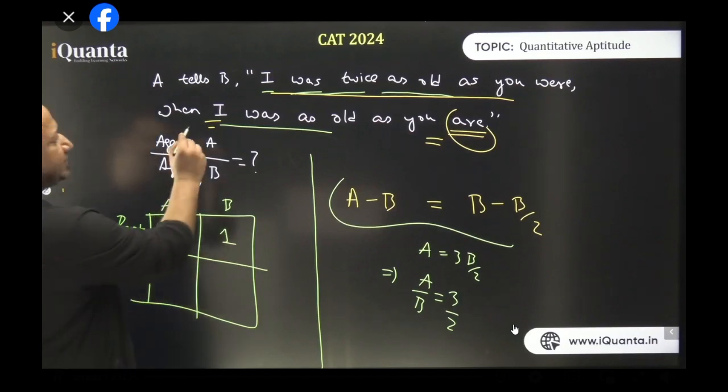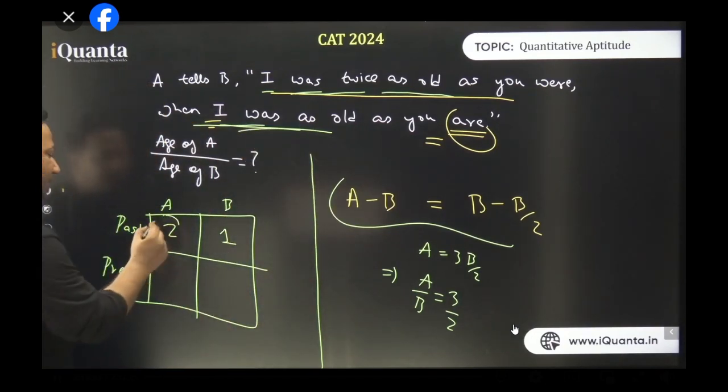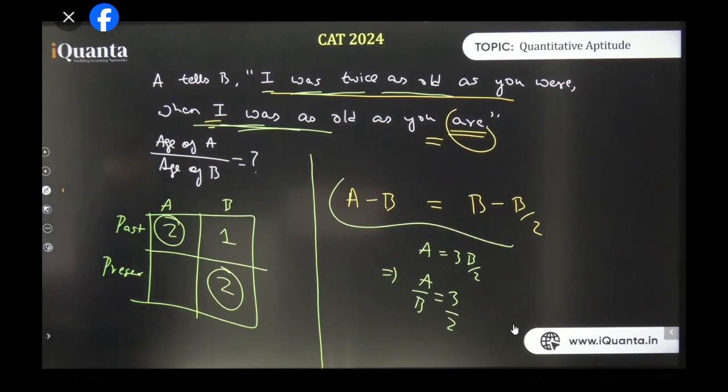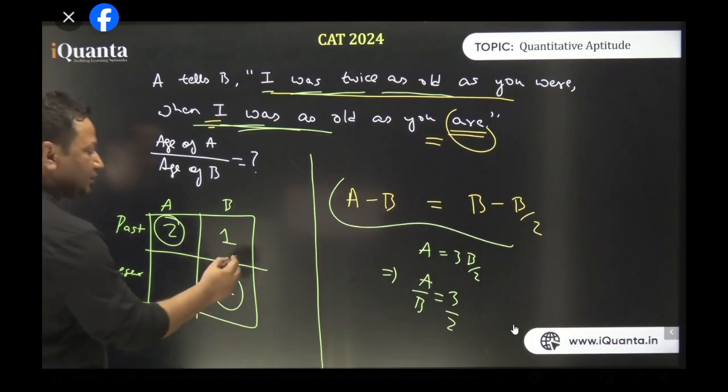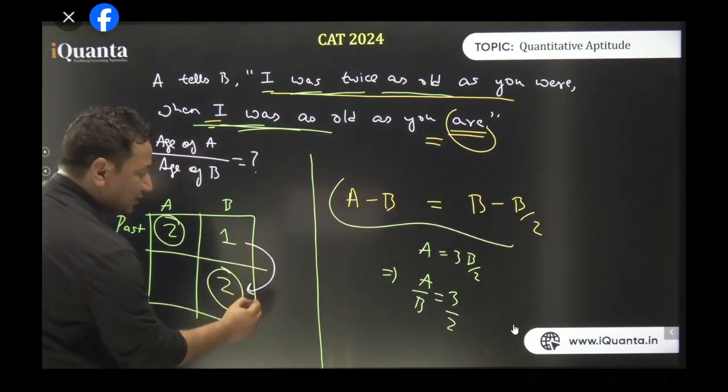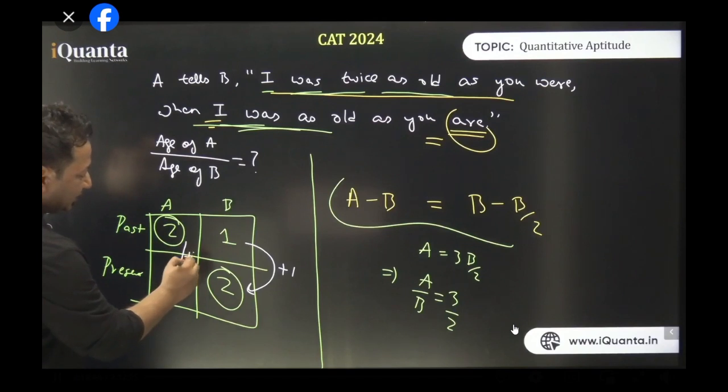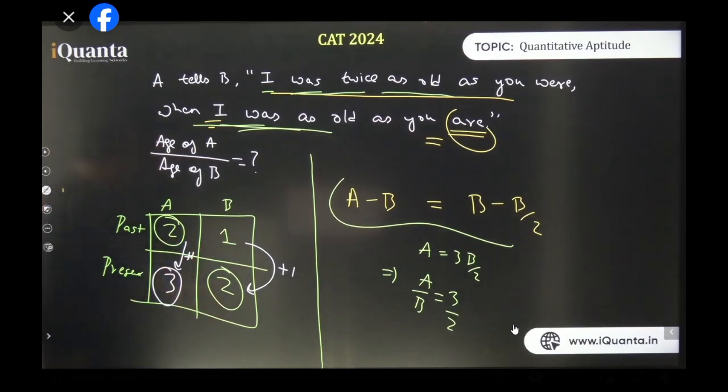Okay, then this says when I was as old as you are, that means A's past and B's present are the same, this has to be 2, clear? B went from 1 year to 2 years, meaning 1 year has passed, so 2 plus 1, after one year A will be 3 years old, and we got the answer 3:2, that's it. It got solved immediately, right, without using any kind of statements or expressions.